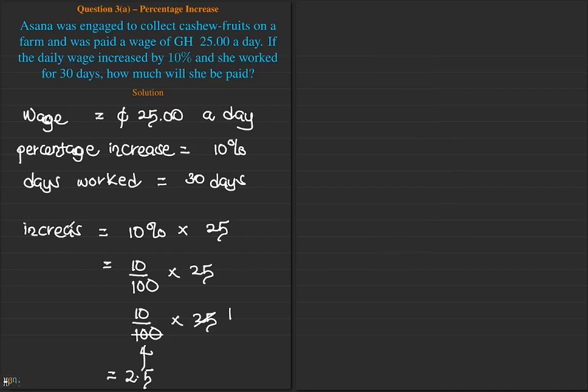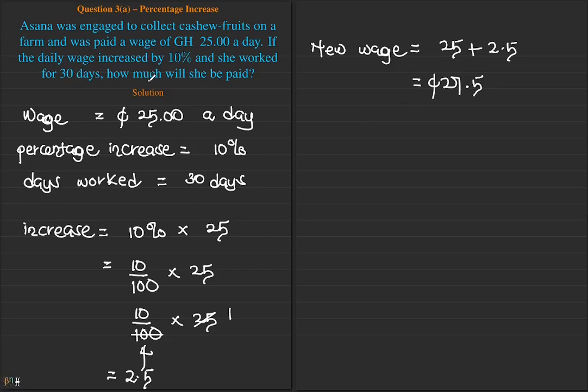It simply means the new wage is then going to be what? The old wage, which is 25, plus 2.5. So let's write that down. New wage is the 25 plus 2.5, which then gives us 27.5 cedis. So this is to tell us that after every day, the new wage is going to be 27.5 cedis.